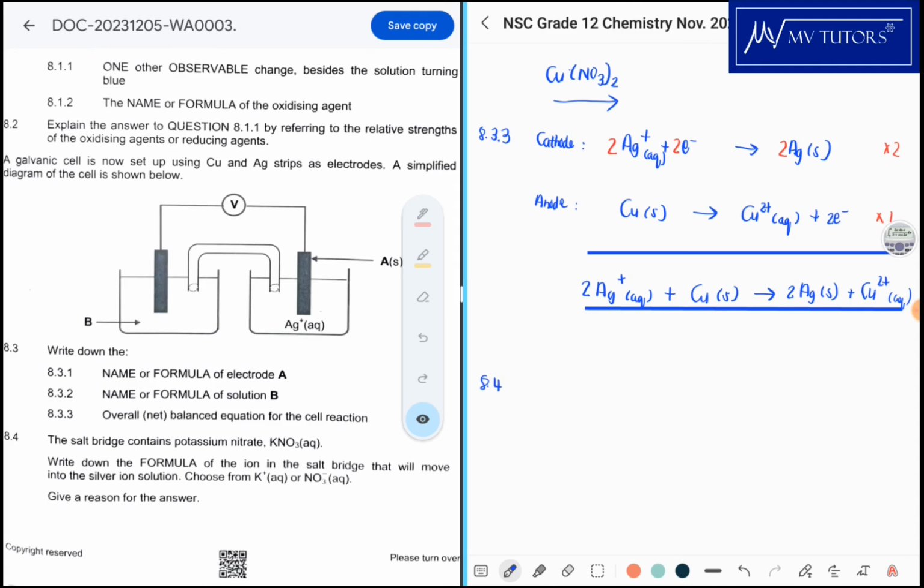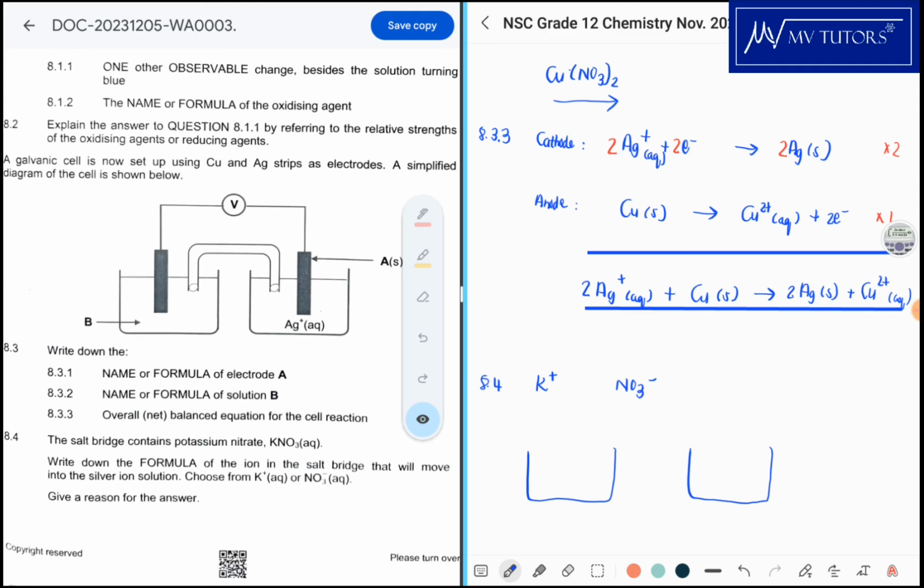Alright, so it says the salt bridge contains potassium nitrate. Okay, remember potassium, positive, nitrate, negative ion, an anion and a cation. So write down the formula of the ion in the salt bridge that will move into the silver ion solution. Okay, so we need to choose and then motivate. Alright, so we know that in the, let's start with the anode. Okay, although they're asking about the cathode.